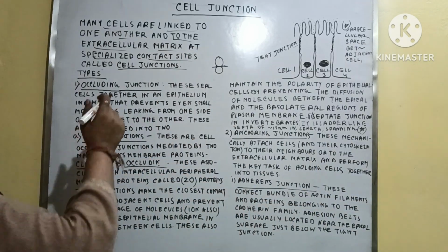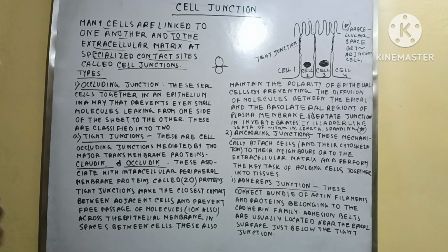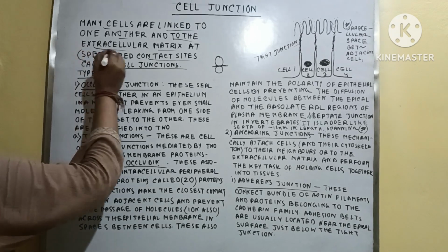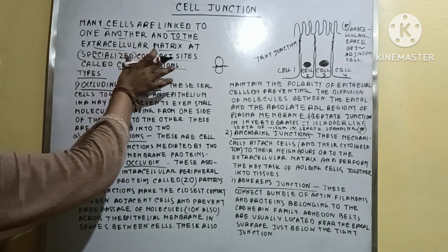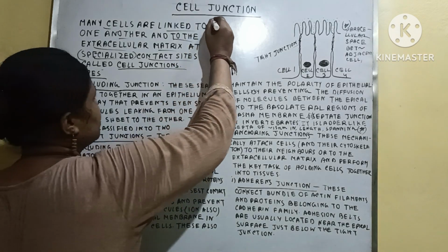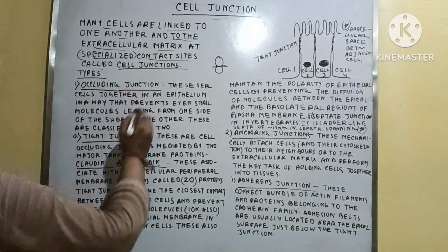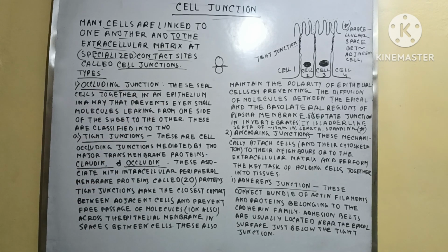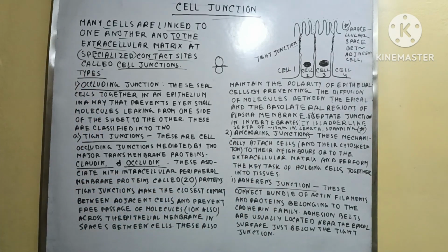So that means cells are totally linked with a specialized contact, and these contacts are called junctions. There are different types of junctions you can see in the cell membrane. The first type is the occluding junction, and the second one is the anchoring junction.